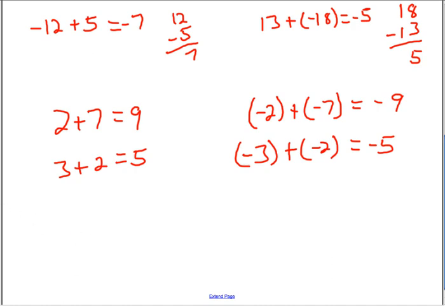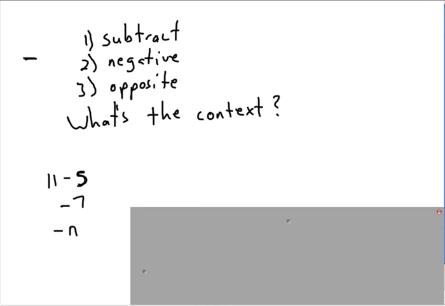Subtraction might seem at first to be a little more complicated, but we're going to do something to make it pretty simple. First of all, let's talk quickly about this symbol here. It looks like a subtraction symbol or a negative symbol. Truth is, it's both and something else. So this can mean subtraction, as in 11 minus 5. It could mean negative, as in negative 7. And it could mean opposite, as in opposite of n. You just have to look at the context of what it's in to figure out its meaning.